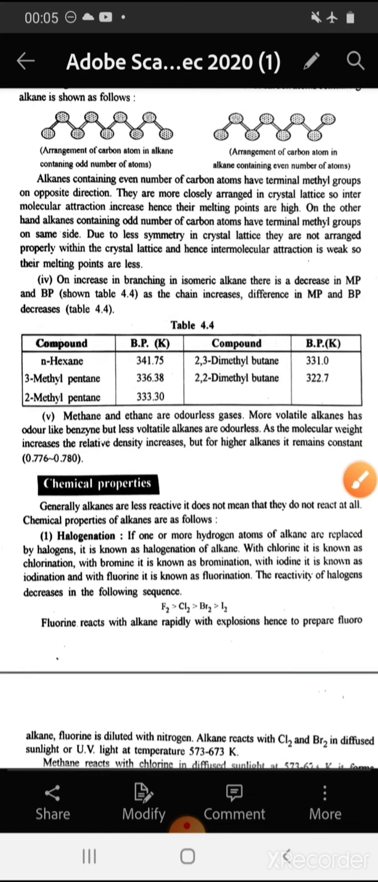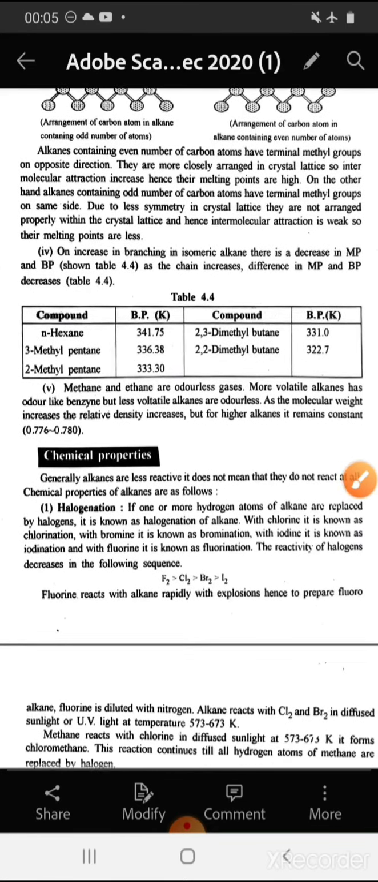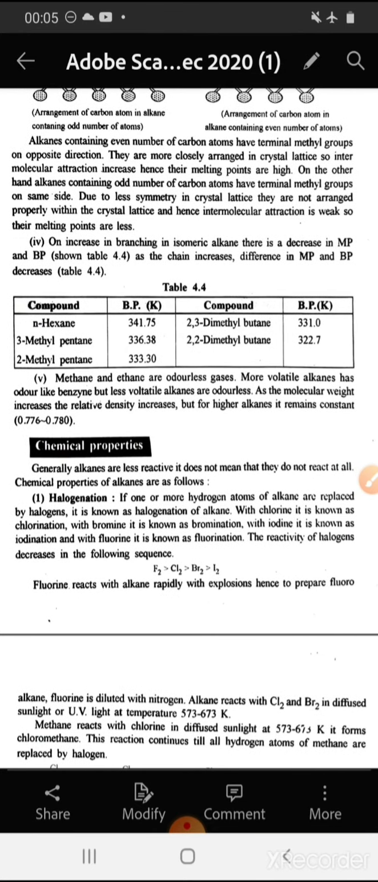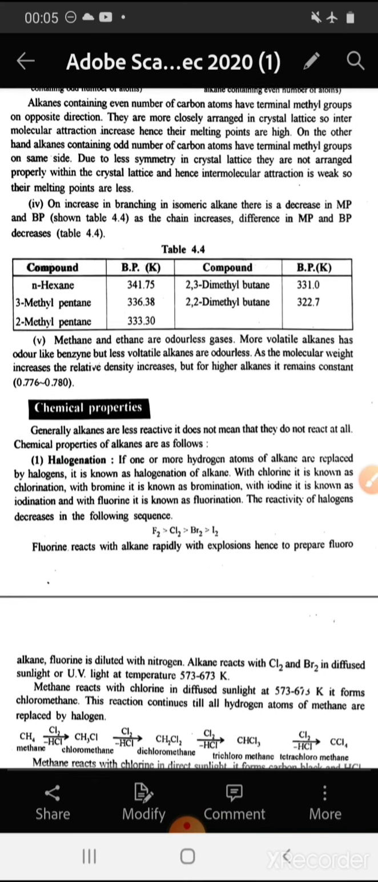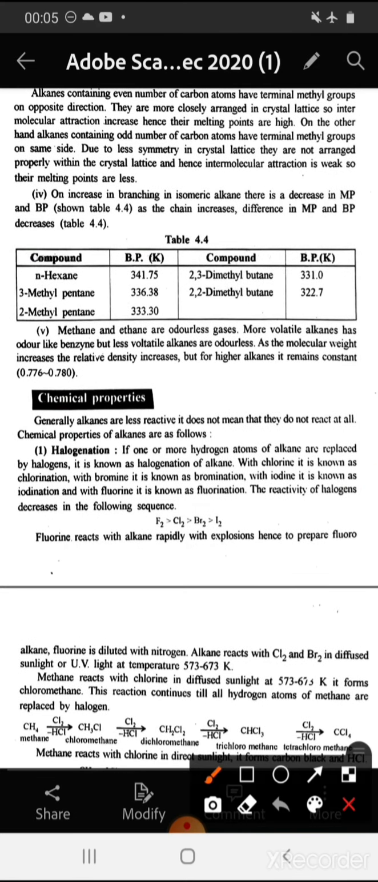On increase in branching in isomeric alkanes, there is a decrease in melting points and boiling points. But as the chain increases, the difference in melting points and boiling points decreases. So here we consider the 5 isomeric structures of hexane. N-hexane boiling point is 341.75 Kelvin. 3-methylpentane, the boiling point is 336.38 Kelvin. For 2-methylpentane, the boiling point is 333.30 Kelvin.